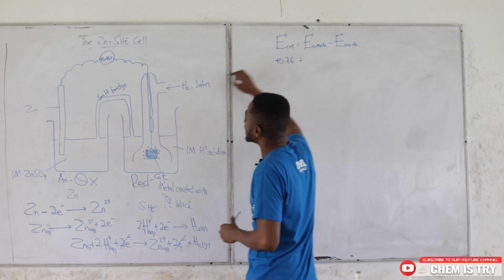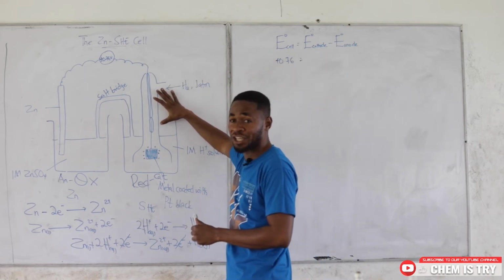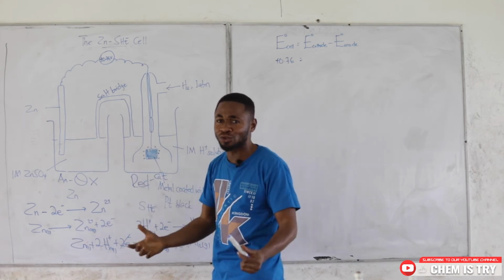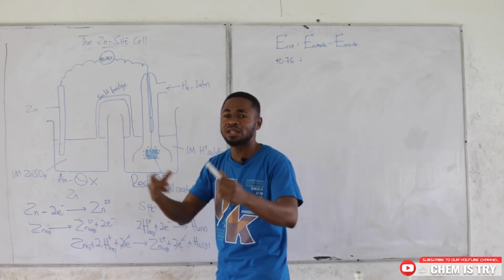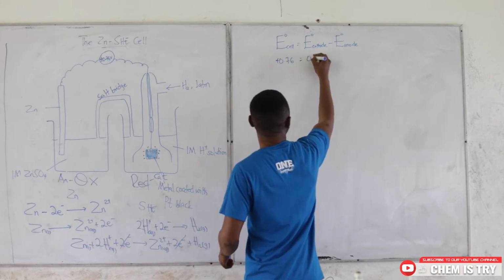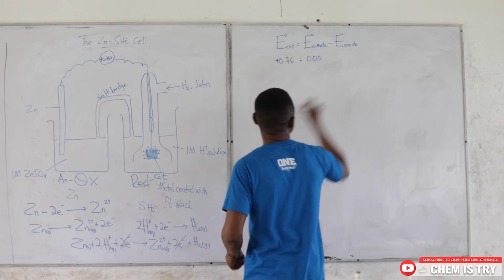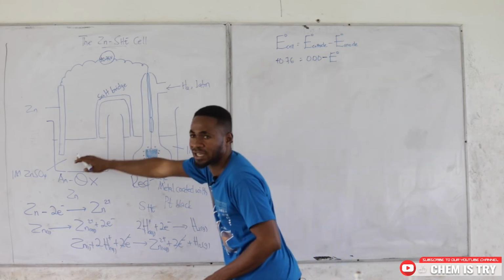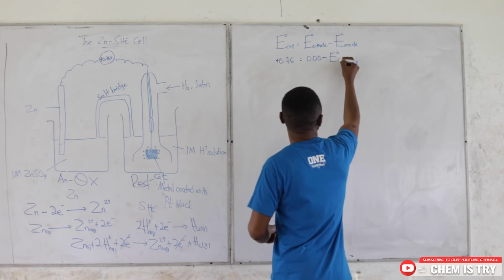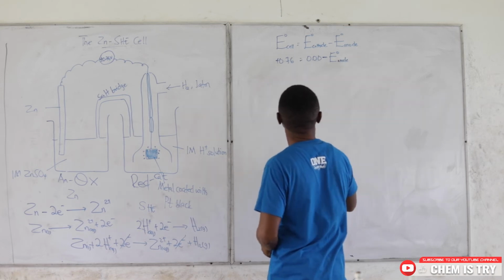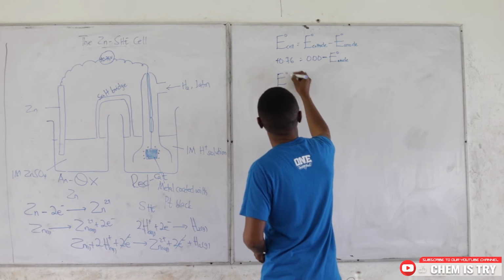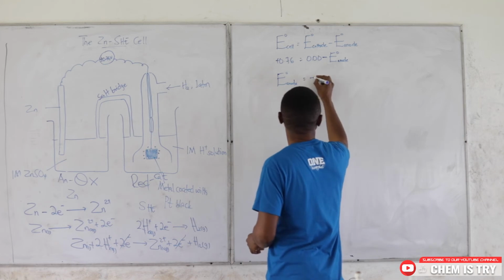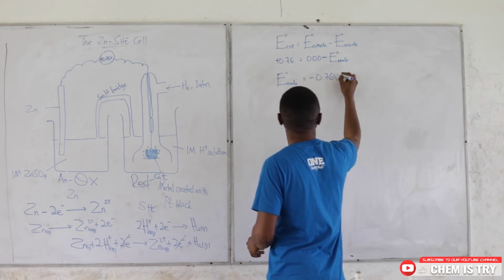The electrode potential of the cathode, our cathode is the SHE, and it has been internationally agreed that the SHE as a reference electrode would have a standard reduction potential of 0.00 volts. So it is left with the standard electrode potential of the anode, which is the zinc half cell. Therefore, the standard electrode potential value of the zinc half cell becomes negative 0.76 volts.